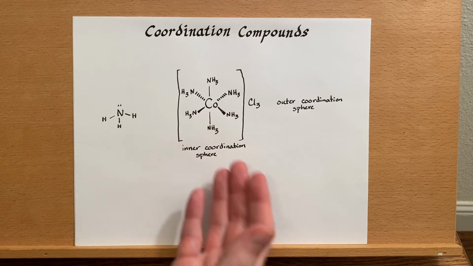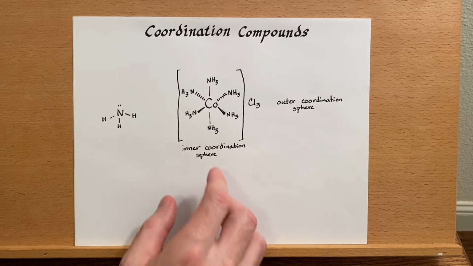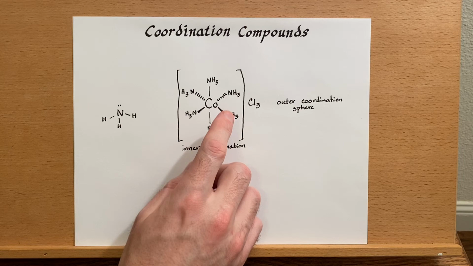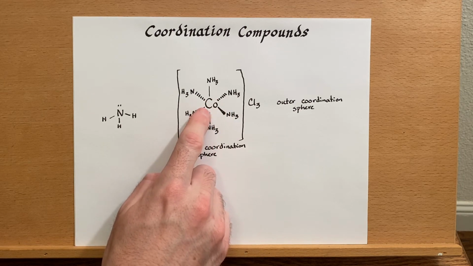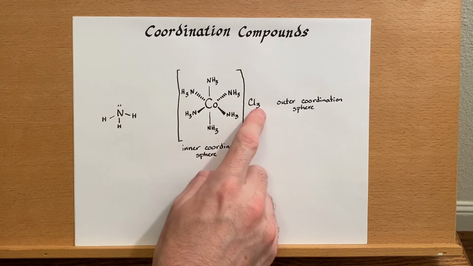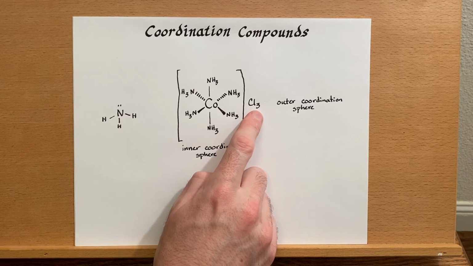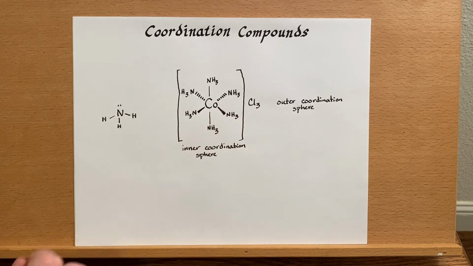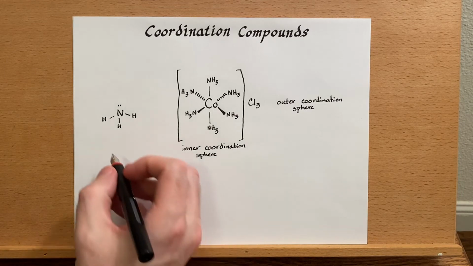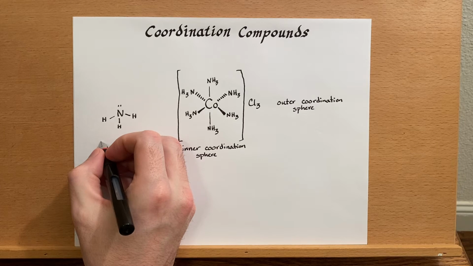Ligands are things that are directly attached to the metal. But we have a cobalt 3+, and so we have 3 chlorides here associated with it to balance out the negative charge. I just used the word ligand, and I should probably explain that.